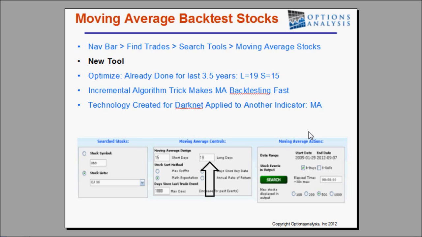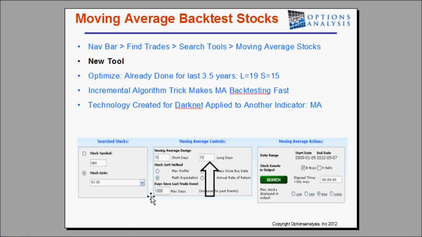So, taking a look at moving averages, we had previously created some new technology to be able to incorporate a technical indicator inside a backtester, inside an option searcher, all happening at the same time. Well, it turns out that backtesting algorithms are pretty fast, and there's a little algorithm trick you can use to make them very fast. So we were able to take a moving average technical indicator and put it inside our darknet technology to create moving average technology.